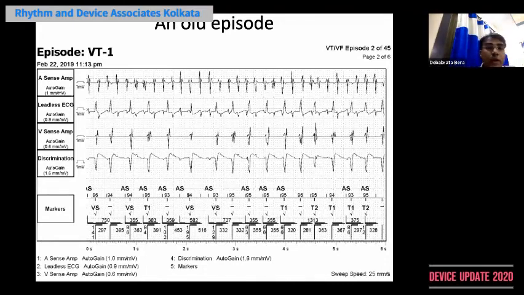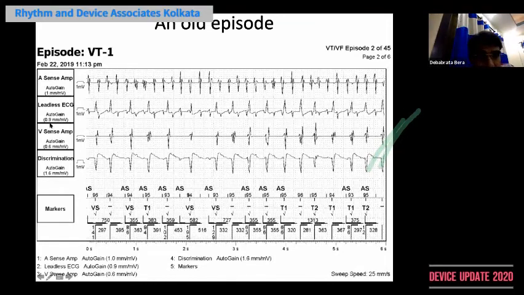Let me go one by one. So first of all, this is the atrial EGM, which shows a discrete atrial electrogram. So from this, at least we can tell that this is not atrial fibrillation. It can be anything other than atrial fibrillation.